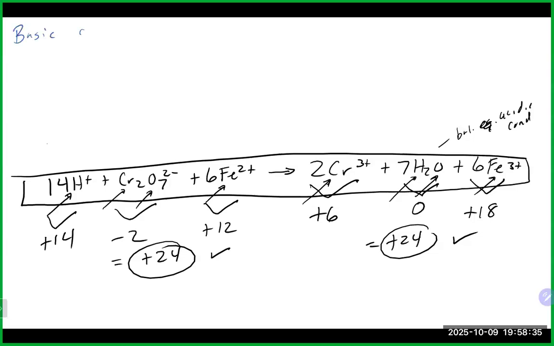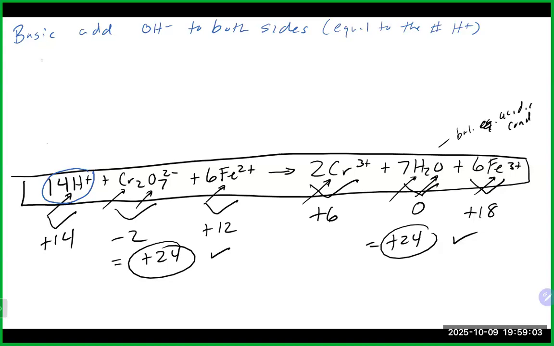you're going to add OH minus to both sides of the arrow. And the amount of OH minus you're going to add is equal to the number of H pluses you have. All right, so let's take a look at my equation here. I have how many H pluses? I have 14. I am then going to add 14 OH minuses to both sides.